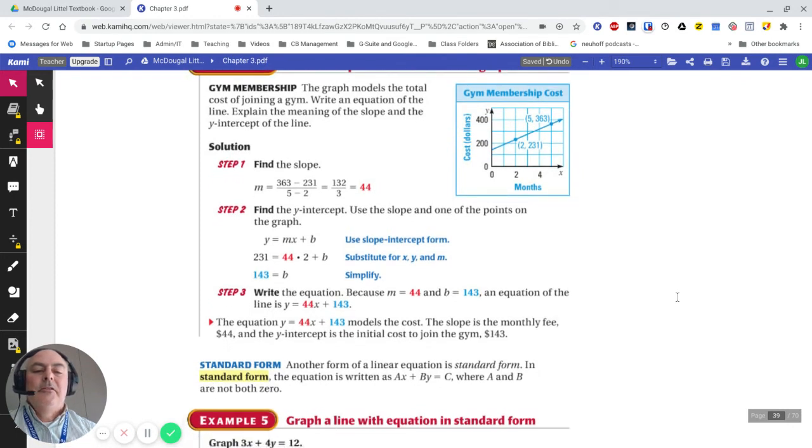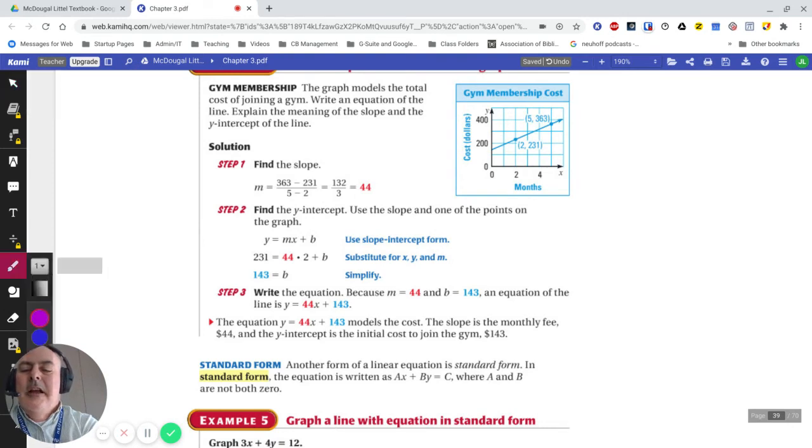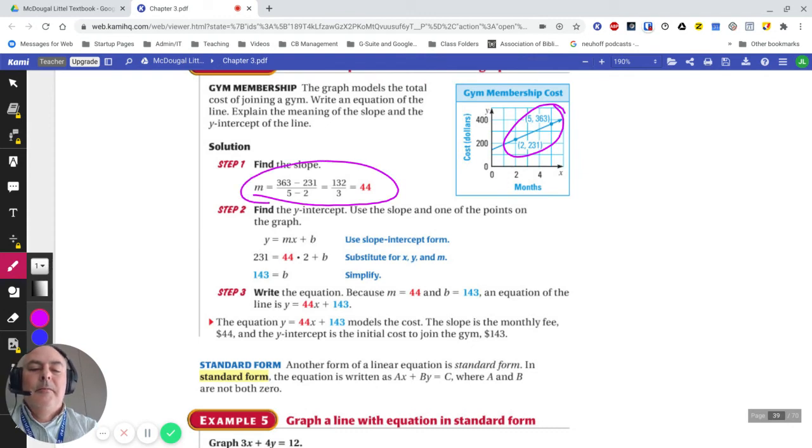Here's a situation where I want to find the equation of this line. I'm given some data. I'm given 2 points, so I can find my slope, step number 1. I can choose either of these 2 points because they're both on the line in order to solve for b, step number 2. And then I simply plug that in to my standard equation, y equals mx plus b. M is my slope, there's my b, and I get this equation.